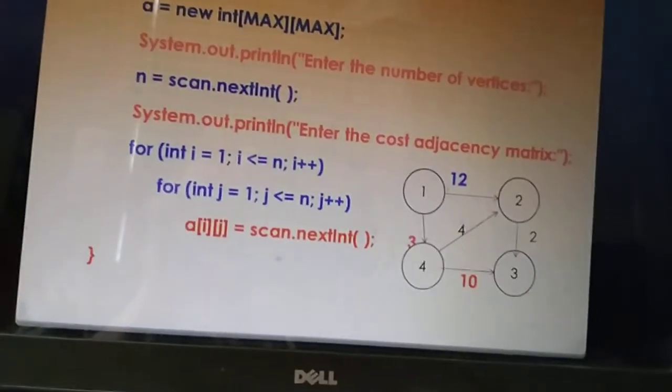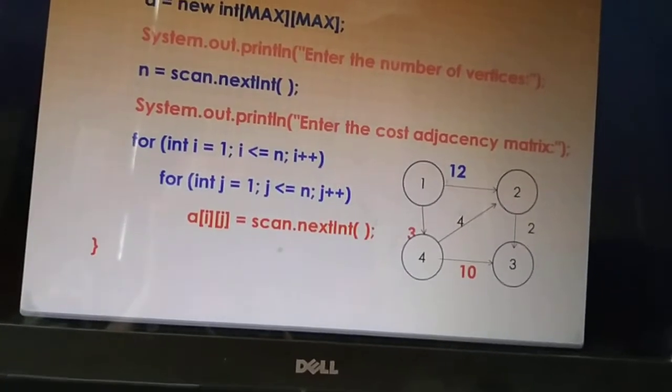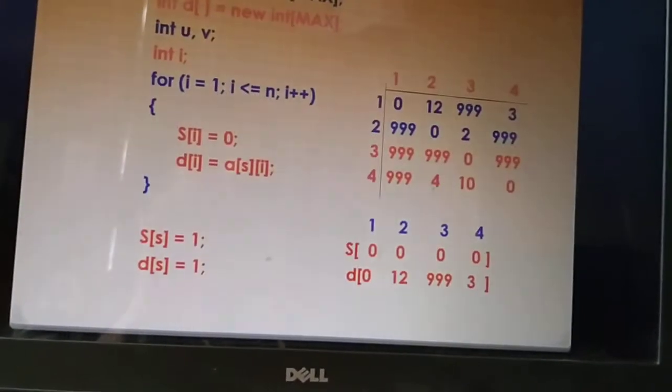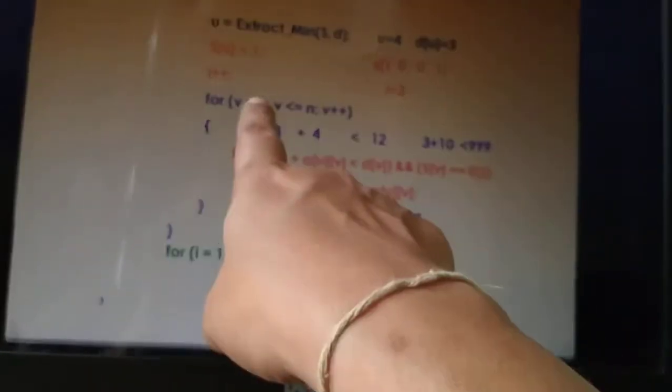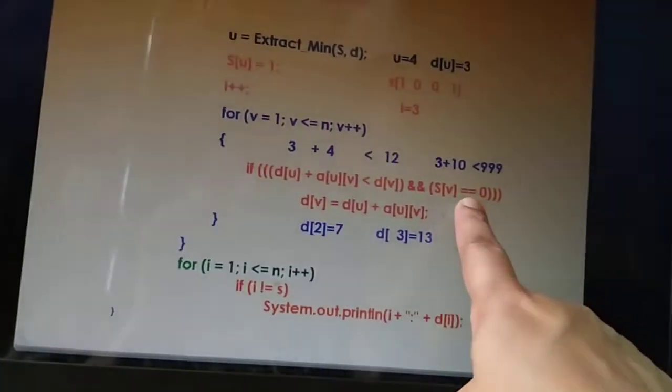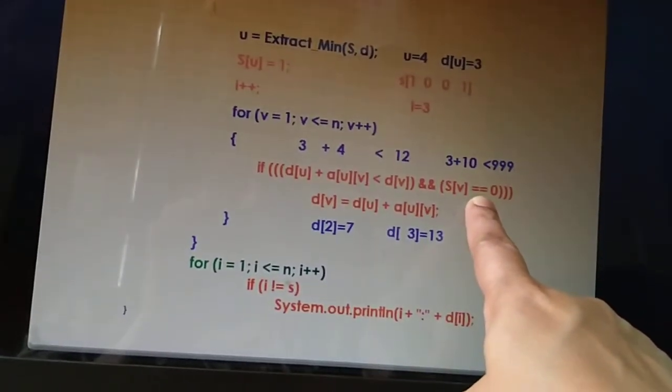So which is minimum? 13 is minimum or infinity is minimum? 13 is the minimum. So next iteration I am considering that. Now V is equal to 3. Is it an unvisited vertex? Yes, it is an unvisited vertex.